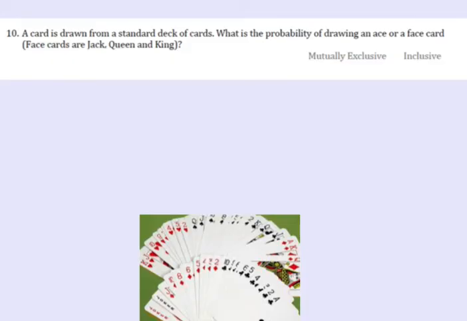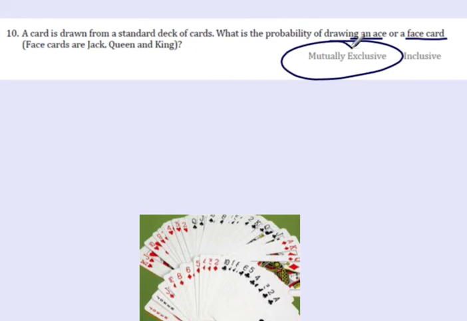On this last problem here, let's take a look. A card is drawn from a standard deck of cards. What is the probability of drawing an ace or a face card? So face cards are Jack, King, and Queen. So can you be an ace and a face card? No, you can't. So these are mutually exclusive.